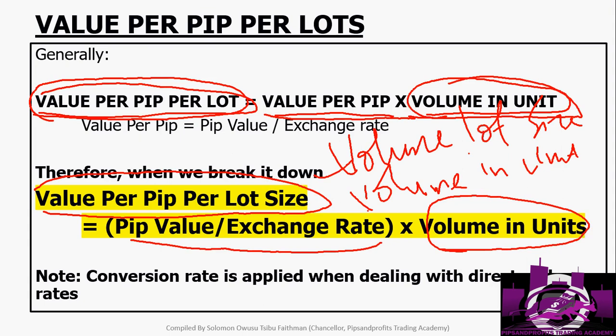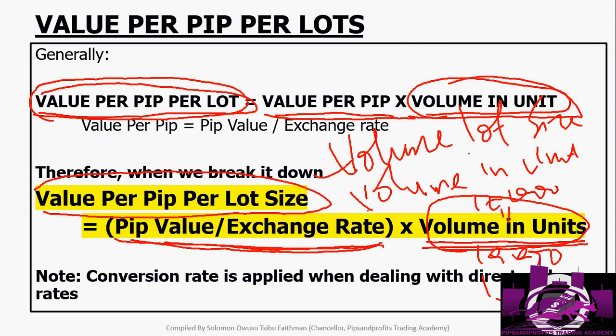So, for instance, if we are using standard lot, and the pair has 5 digits, it means that the volume in units is going to be 100,000. Remember that. And then if we are using mini lot, we said that the volume in units is going to be 10,000. And if we are using micro lot, the volume in units is going to be 1,000. So you have pip value divided by exchange rate times your volume in units, and then you are going to have your value per pip.